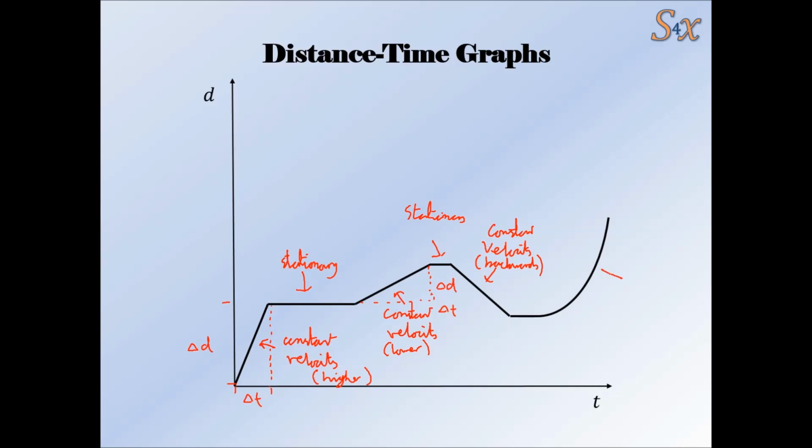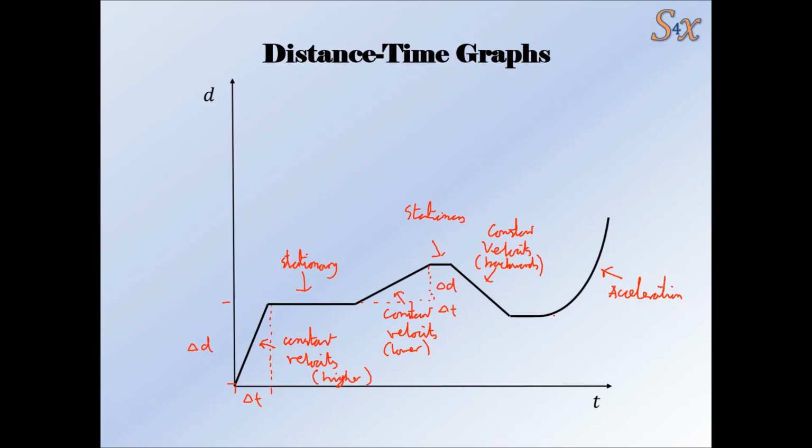And then this last section of here, it's a curve, which means we've actually got an acceleration. So on a distance time graph, a curve means we have an acceleration, okay? And an upward sloping curve means an acceleration. A decreasing slope of curve means a deceleration.